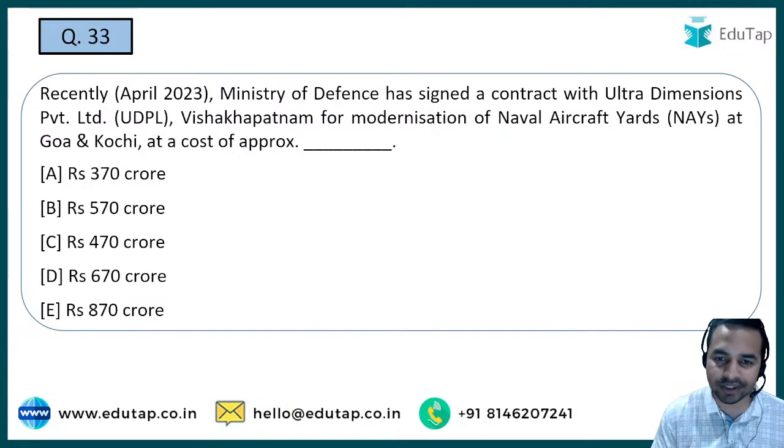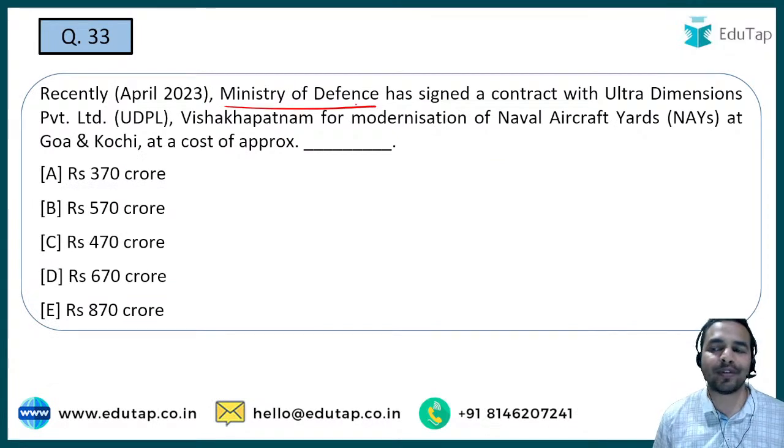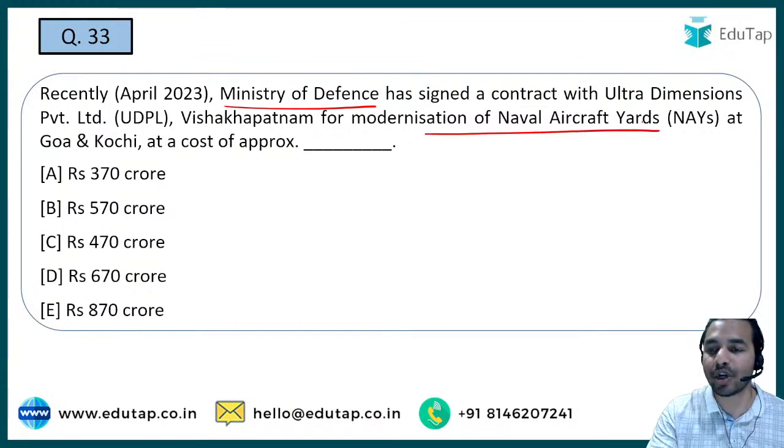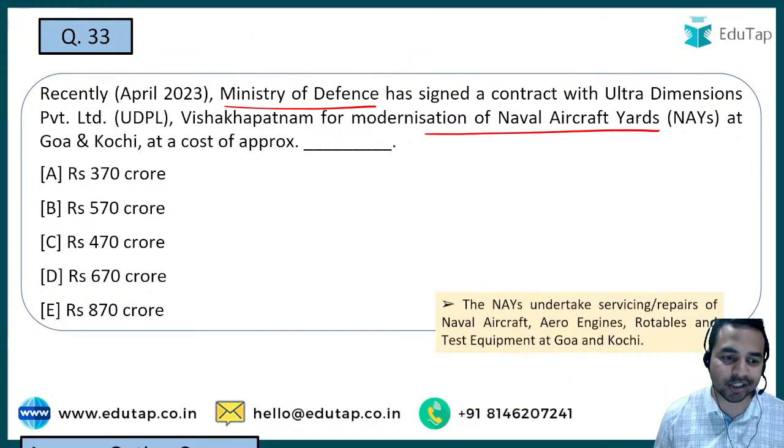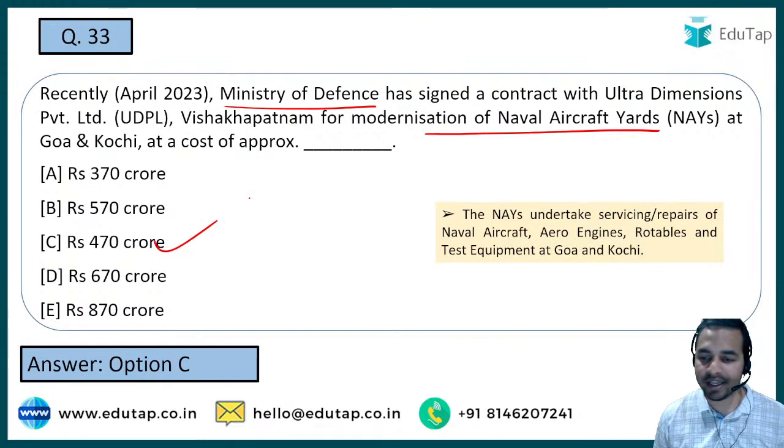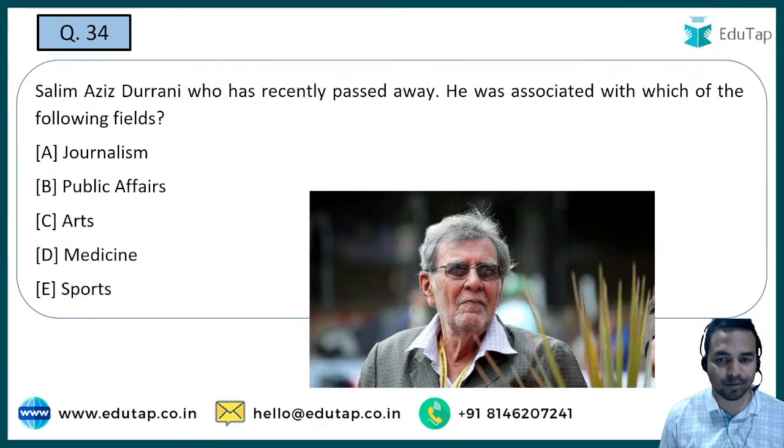Now next question. The Ministry of Defense has signed a contract with the Ultra Dimension Private Limited, Visakhapatnam. What is the aim of this particular partnership? It is for the modernization of naval aircraft yard, and you are just required to identify the cost for this particular contract, and the cost of this particular contract is going to be 470 crore rupees. I hope this is clear. Now let's move on to the next question.